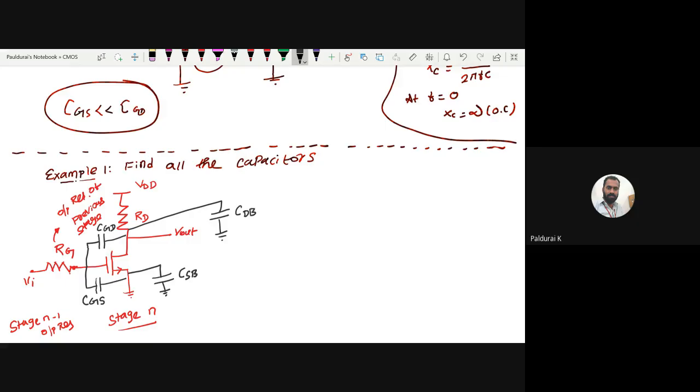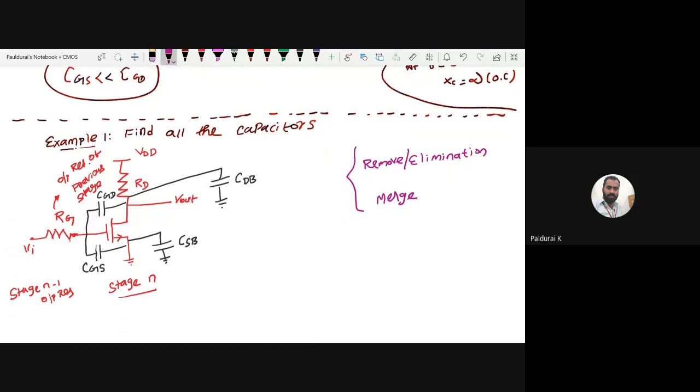We want to think about 2 things. One is called elimination, that is, is it possible to remove any capacitors? Then we want to think about merging: is it possible to merge any 2 capacitors or any 3 capacitors? We want to think about these 2.